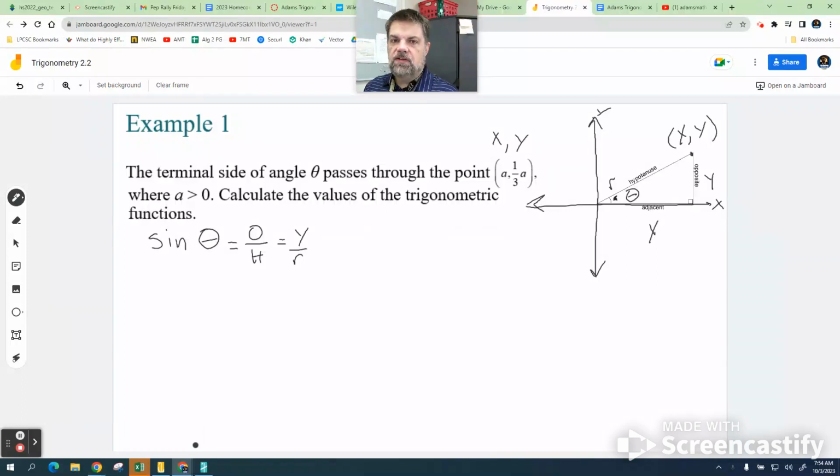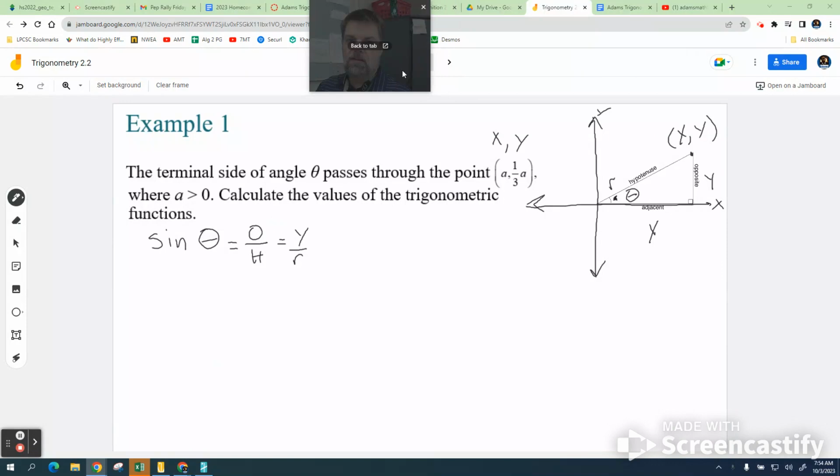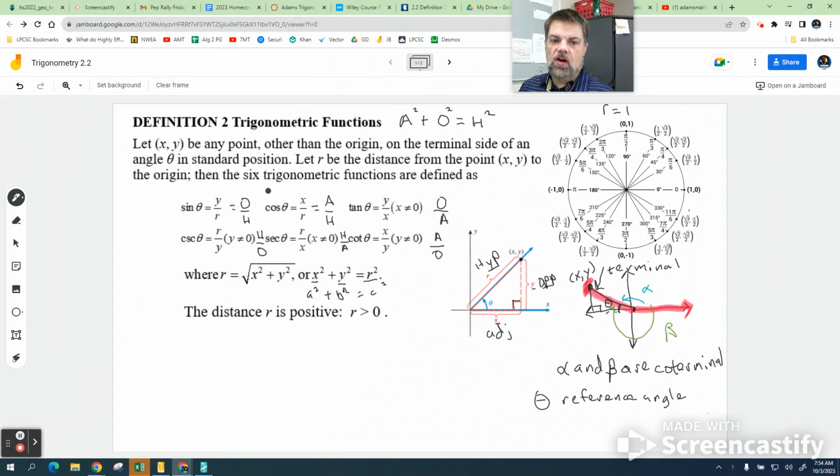Okay, so based on yesterday, we said all this stuff equals this stuff, right? And basically, we're replacing the opposite with y, the hypotenuse with r, the adjacent with x. And then we have 6 trig functions.